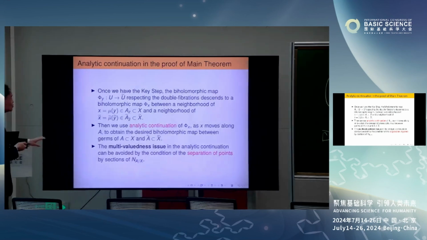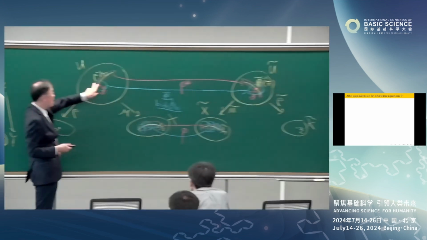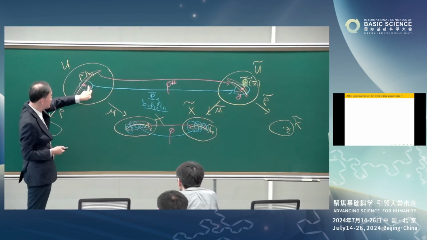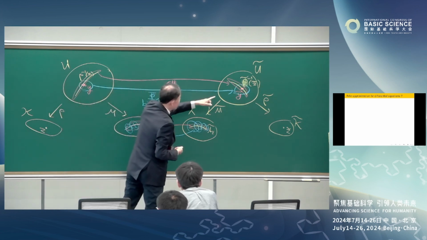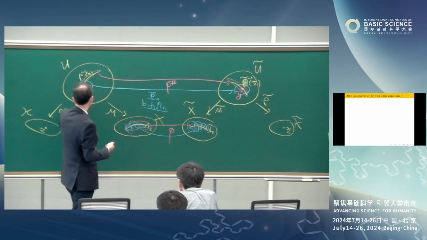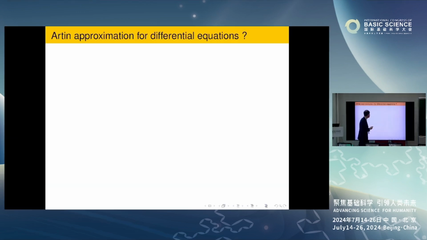So the main issue is this key step, which is a local statement: whether you can obtain from a formal equivalence a biholomorphic equivalence, but respecting the two double fibrations. So roughly what we need is the Cartan approximation theory for differential equations.